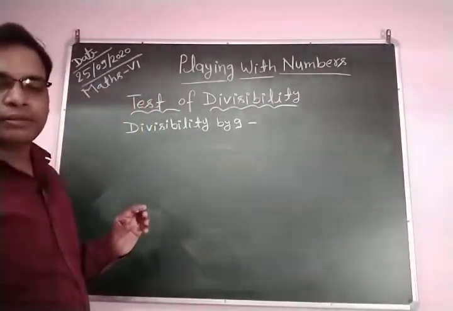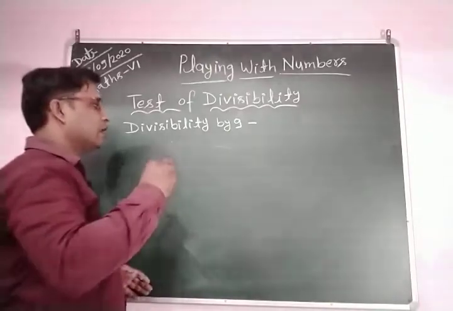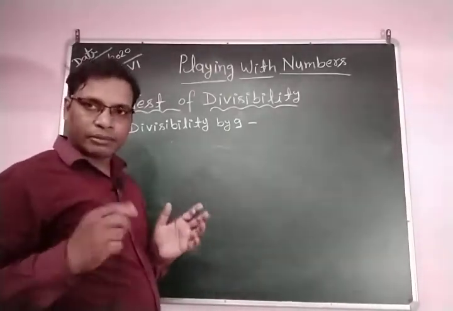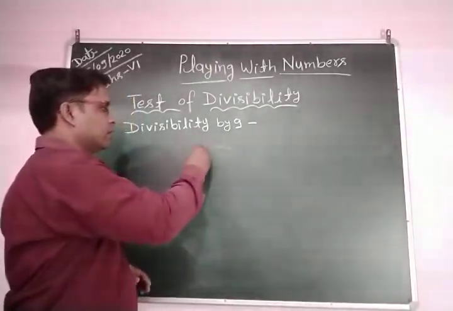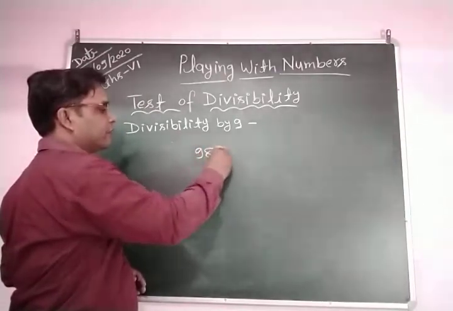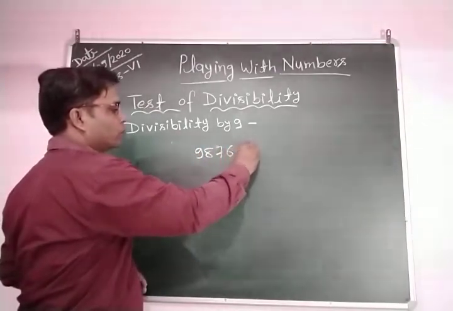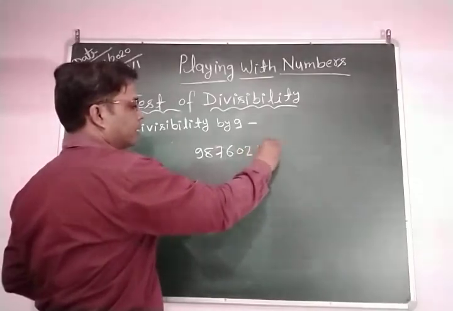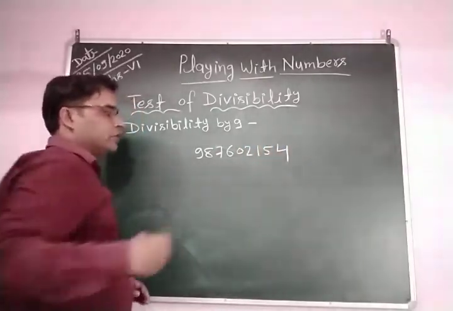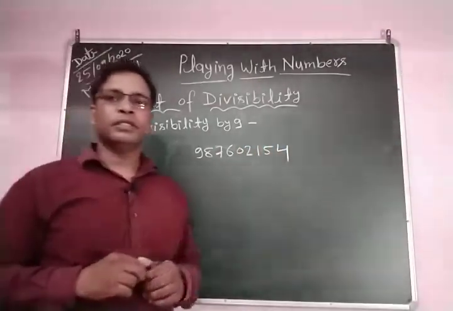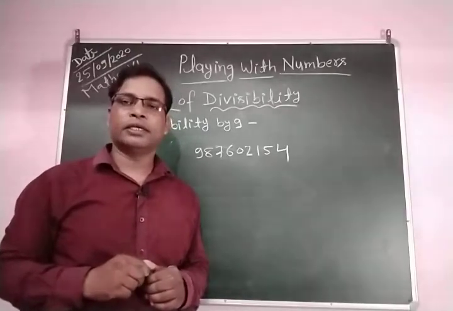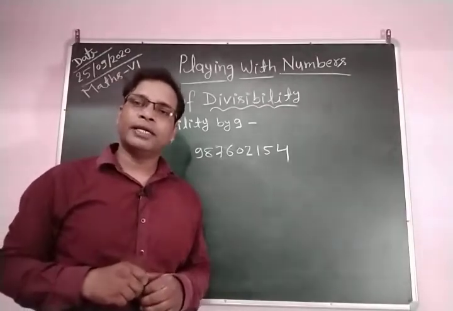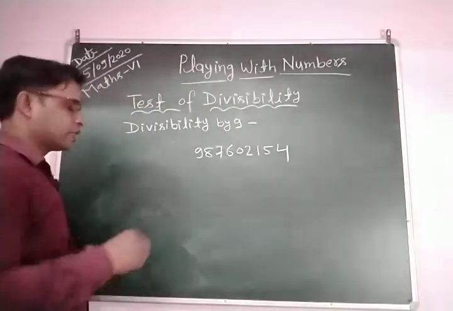We take any random number and try to find whether it is divisible by 9 or not. So here: 9, 8, 7, 6, 2, 0, 1, 5, 4. This is a random number. Is this number divisible by 9 or not? How can we check? First we find the sum of digits.